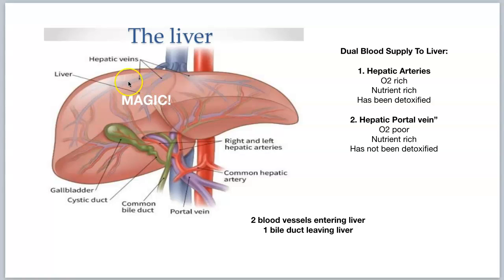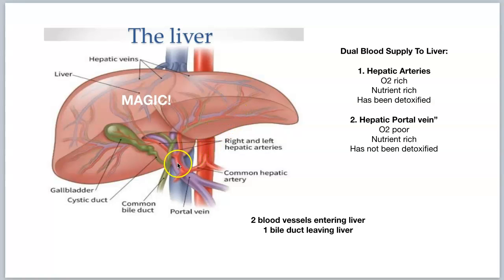I call this magic. The liver's going to do magic with all this blood that's going into it. And it's trying to protect you and detoxify anything before it reaches these hepatic veins. Because once it gets into these hepatic veins, it's going to be taken to the inferior vena cava, and that's going to take it to the heart. And once it gets to the heart, it's going to go through your entire body.